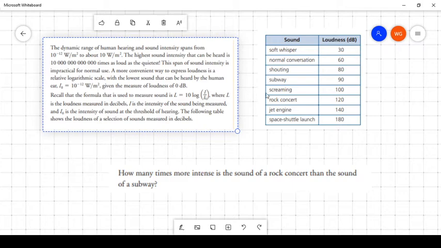What you see on the table on the right here are various decibel readings of sounds that a human might hear. Normal conversation has a decibel level of 60, subway 90, screaming 100. I guess it depends on who's screaming and what they're screaming about. Rock concert 120. A jet engine, if you've ever been near a jet, is very loud. That's 140 decibels. And a space shuttle launch 180 decibels. Extremely loud.